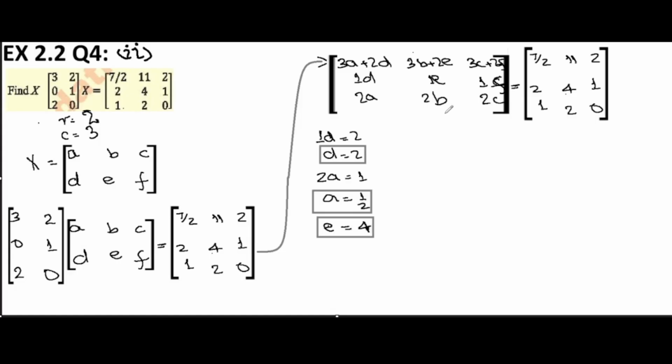Now one more equation we can get is 2B equals 2, so we are going to write it over here. 2B equals 2, so B equals 1. The next equation would be 1F equals 1, so F equals 1.